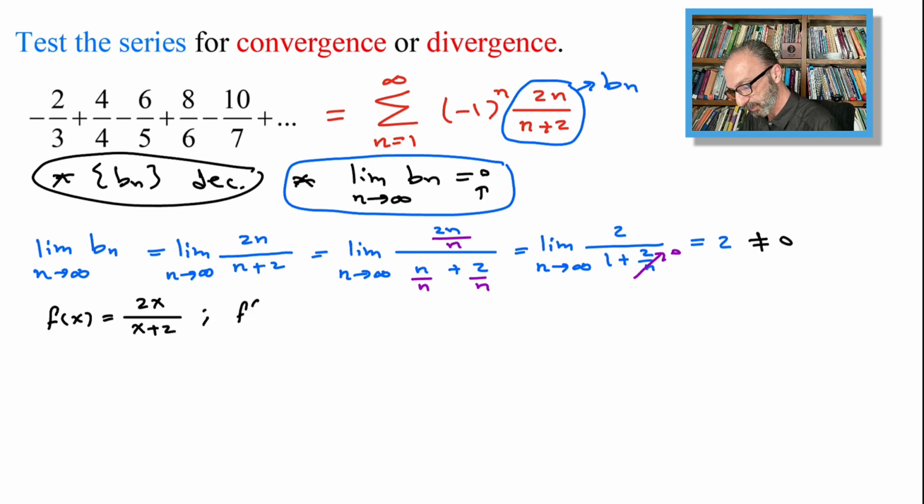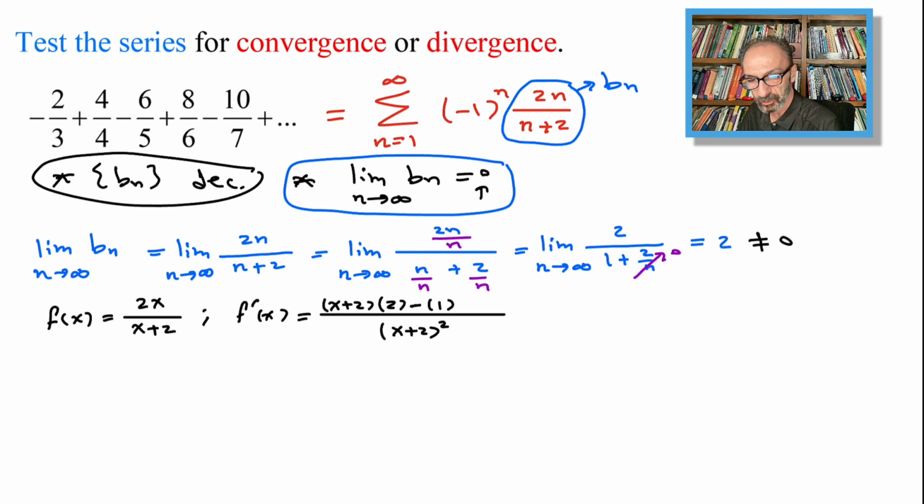That says f prime of x using the quotient rule will give me the following. We take the denominator and square it. We keep the denominator as is. That's x plus 2 times the derivative of the numerator, which is 2x. The derivative of 2x is 2. Subtract now the derivative of the denominator, which is the derivative of x plus 2, gives me 1, times the numerator as is, which is 2x.